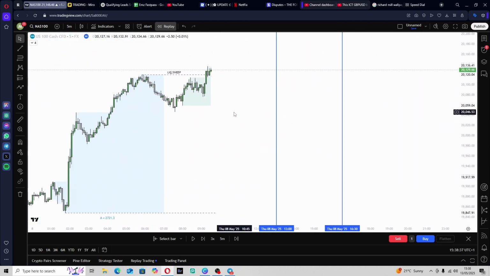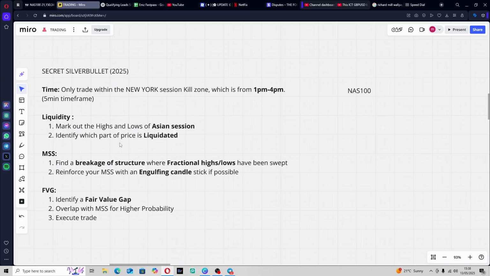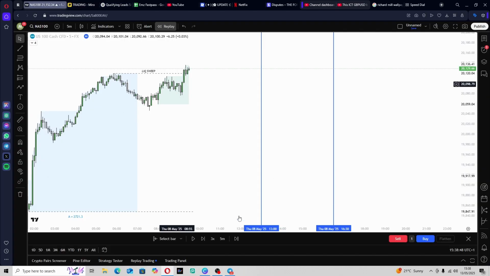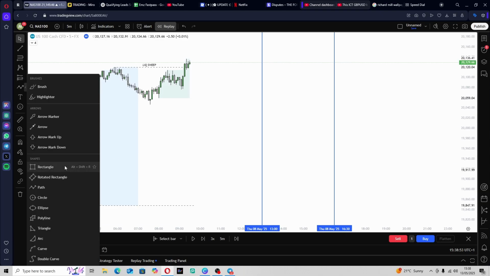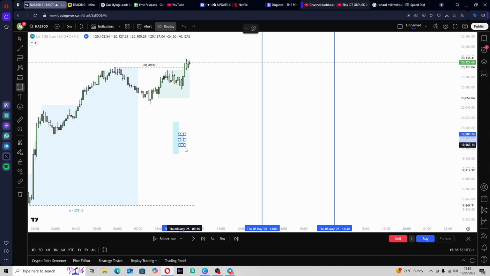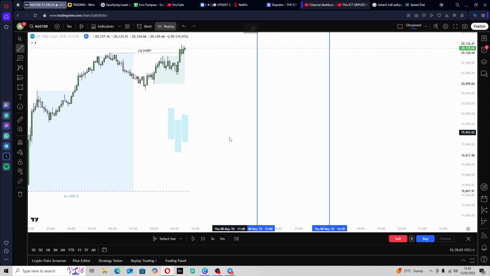So all we need to do now is find a breakage of structure where fractional highs and lows have been swept, and then we can reinforce our market structure shift with an engulfing candlestick if it's possible, right? So we're looking for a breakage of structure where fractional lows have been swept, and we're looking for fractional lows which look like this, okay? It's going to have a 3-candle pattern, and this would be counted as our fractional low because the candle in the middle is the lowest one, and the candle after it and the candle before it did not go below it. So this is exactly what we need to see somewhere down here, and this will be counted as our market structure shift, right?